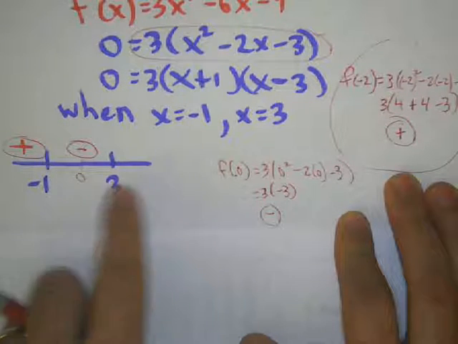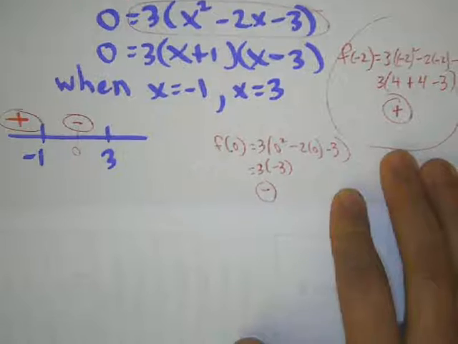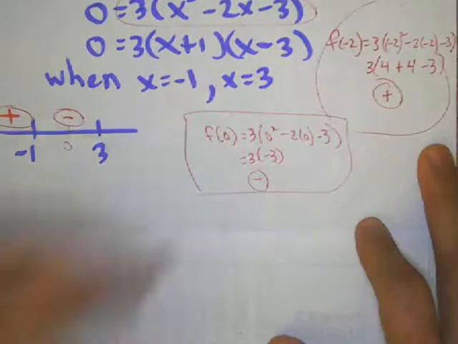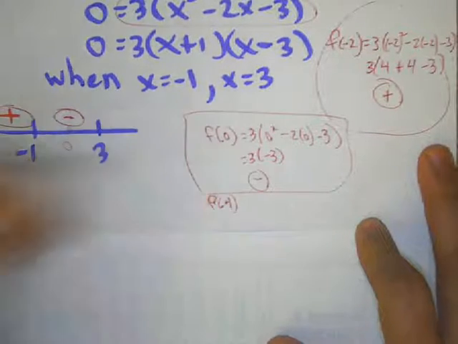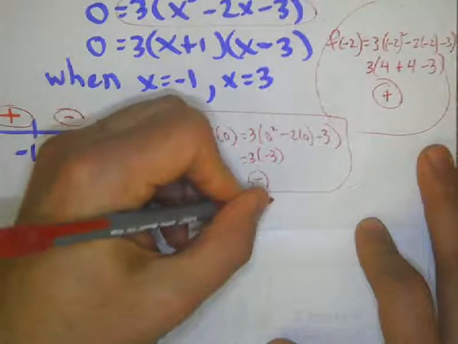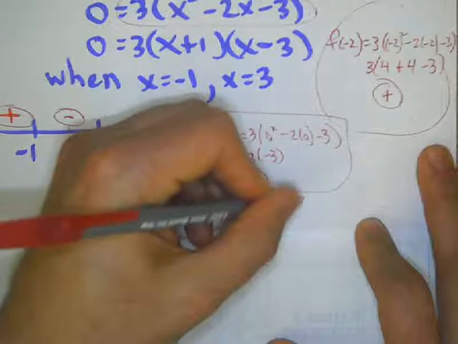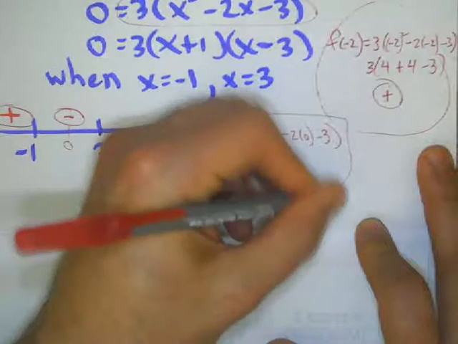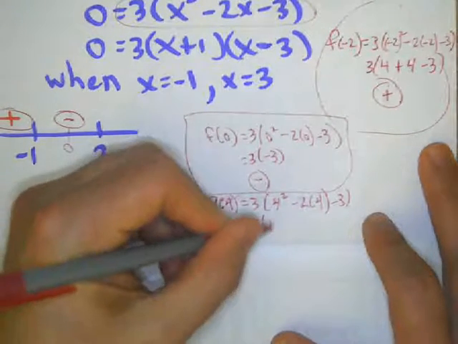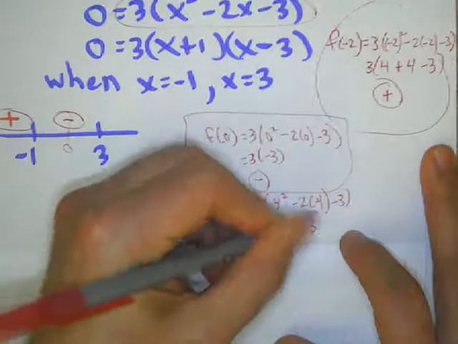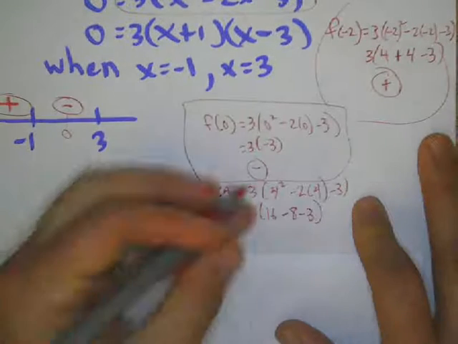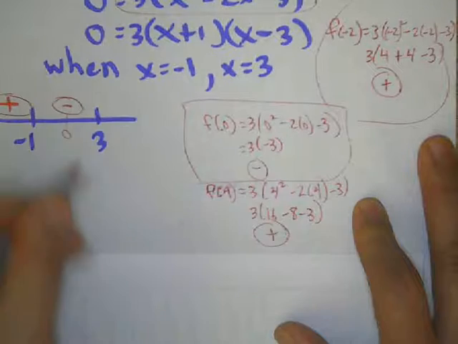And then at 3, let's pick a number greater than 3. Let's pick an easy number. How about 4? Okay, so if I do f of 4, we've got 3 times 4 squared minus 2 times 4 minus 3. All right, so 4 squared is 16, minus 8, minus 3. Well, we know that 16 minus 8 minus 3 is going to give me a number that's greater than 0, right? So we know this is going to be positive.